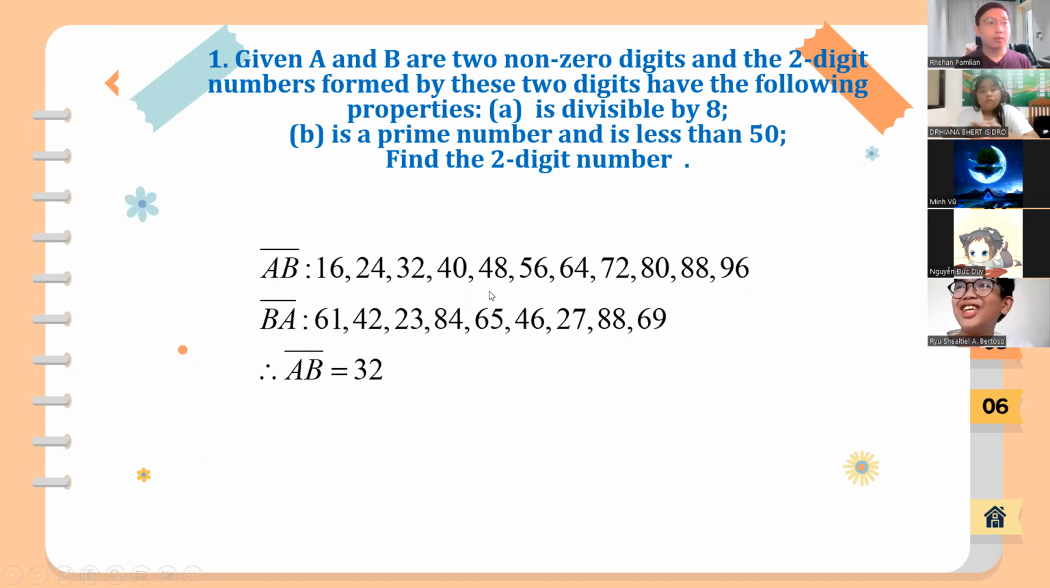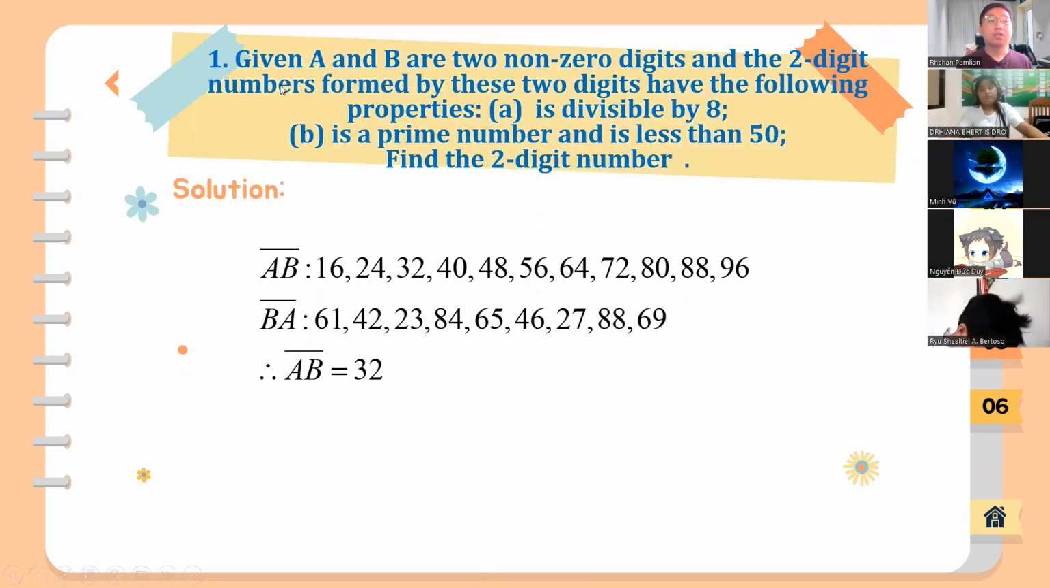For our first question in this warm-up round, we have this one. Given A and B, two non-zero digits, the two-digit number AB formed by these two digits has the following properties. It should be divisible by 8, and BA is a prime number and is less than 50. Find the two-digit number. So how are we going to solve this?